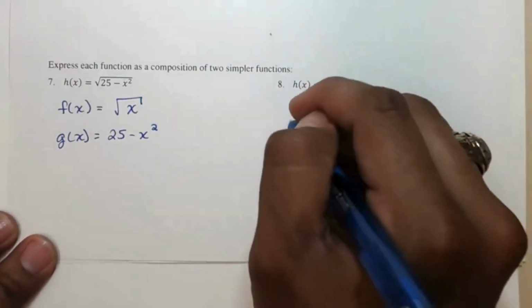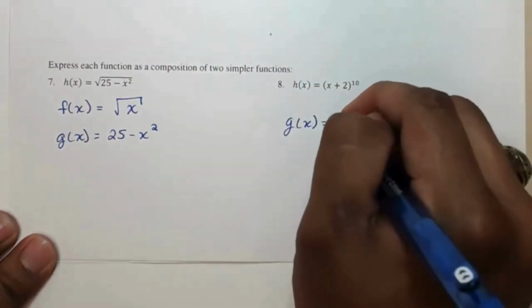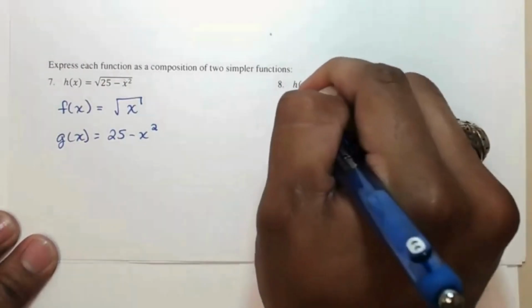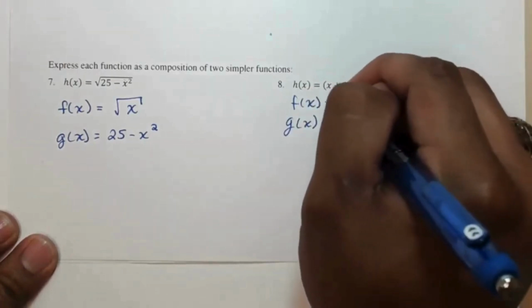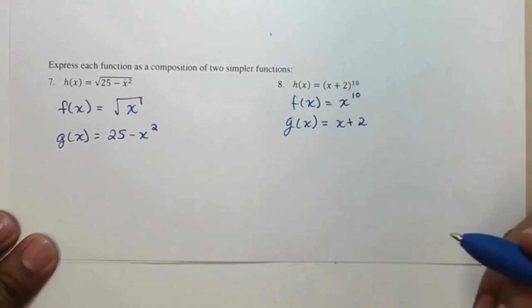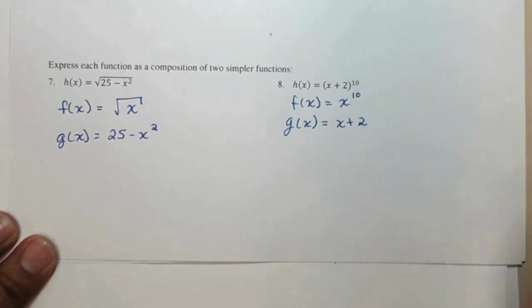For 8 here, I'm going to do the same thing. I'm going to take g of x and make that the inside of that, which means that my original function that I plugged in g into is just x to the 10th. You could figure out other different ways of doing it. You can say like x plus 2 maybe is squared, and then you have x to the 5th.